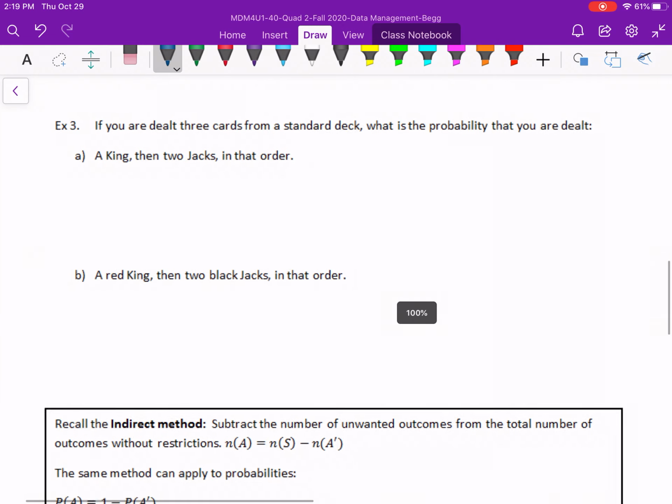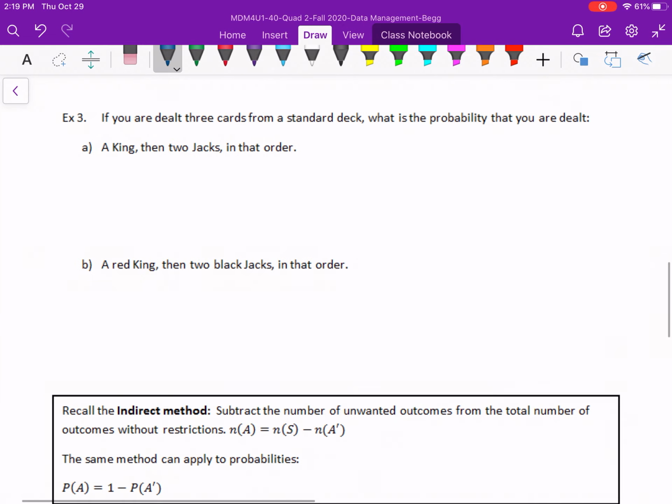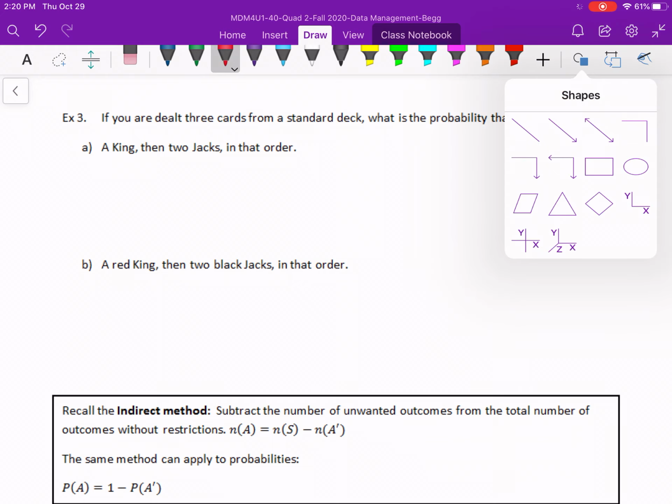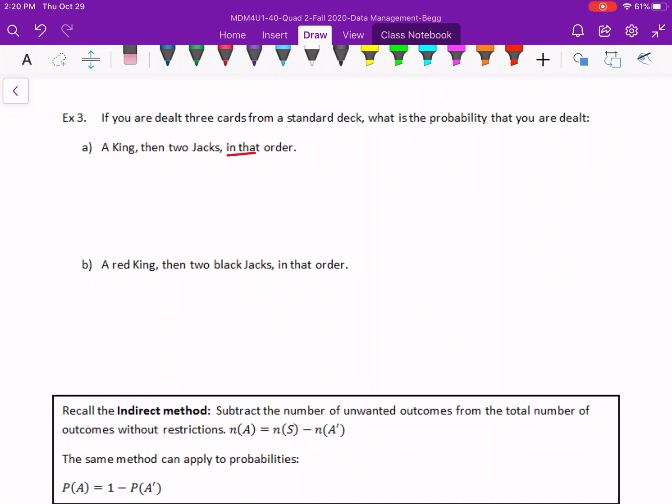If you're dealt 3 cards from a standard deck, what's the probability that you're dealt a king, then 2 jacks in that order? Okay, so order matters. Whenever it says that you're doing something in order, or even implies a certain order, we definitely want to consider that we're using permutations. Permutations is pretty much all we know right now, but in the next unit we're going to learn another technique called combinations, where order doesn't matter.